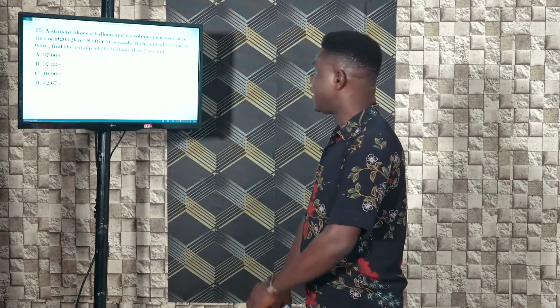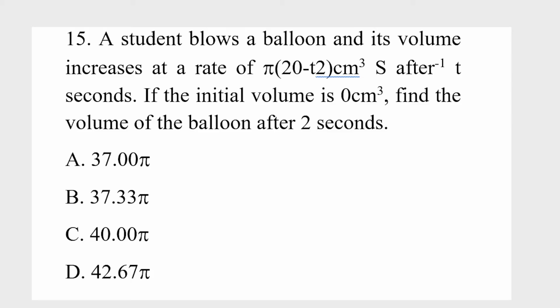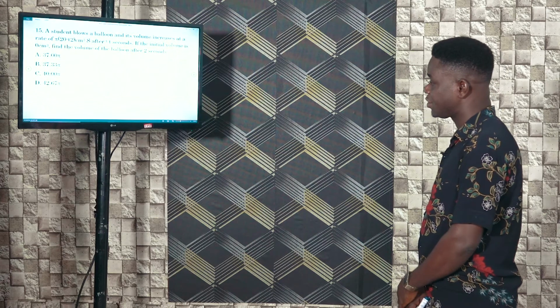Question number 15. A student blows a balloon and its volume increases at a rate pi (20 minus t squared) cm cubed per second after t seconds. If the initial volume is 0 centimeters, find the volume of the balloon after 2 seconds.